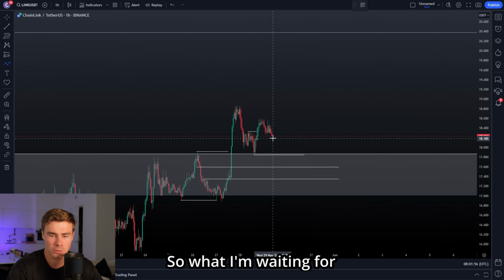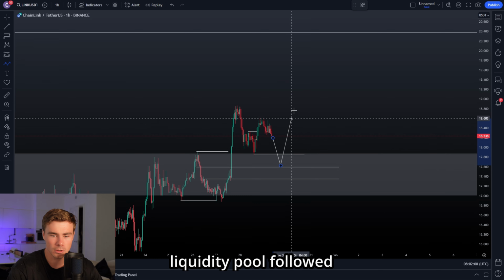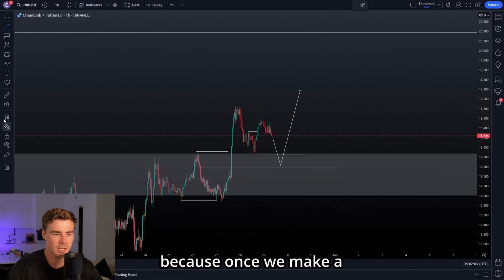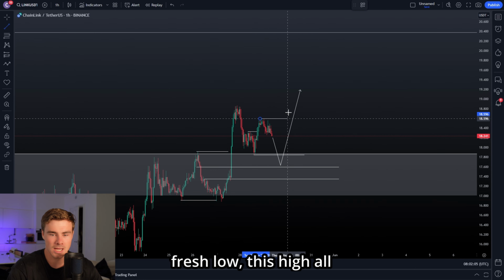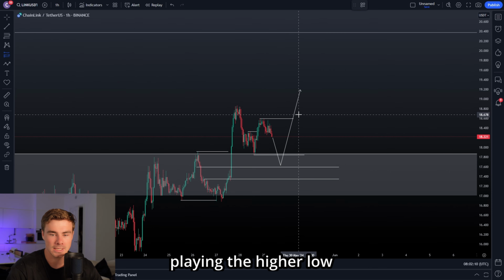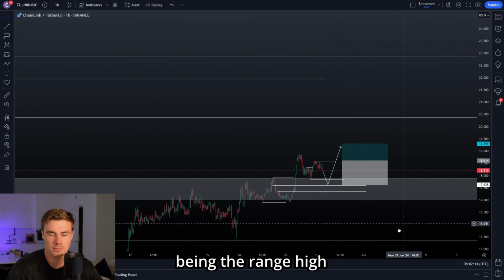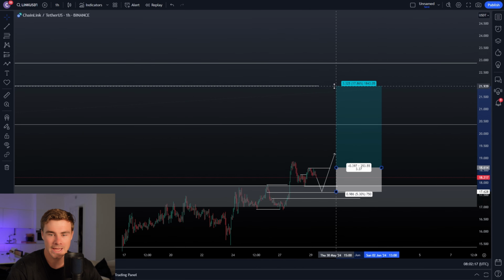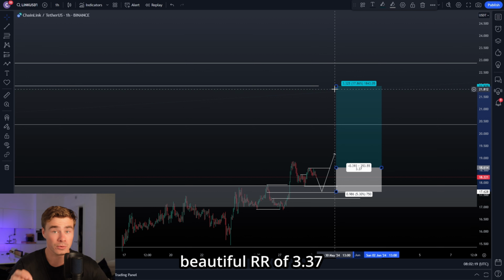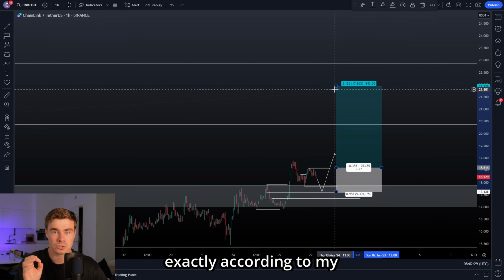So what I'm waiting for is a mitigation of this liquidity pool, followed by a break of structure to the upside, because once we make a fresh low, this high all of a sudden becomes significant. If we then break structure, I will be playing the higher low with my stop loss beneath the local low, and my target being the range high liquidity pool over here. And look at the beautiful RR of 3.37 that this potential long trade on Chainlink is offering us. I think that this is a beautiful high probability setup exactly according to my trading system.